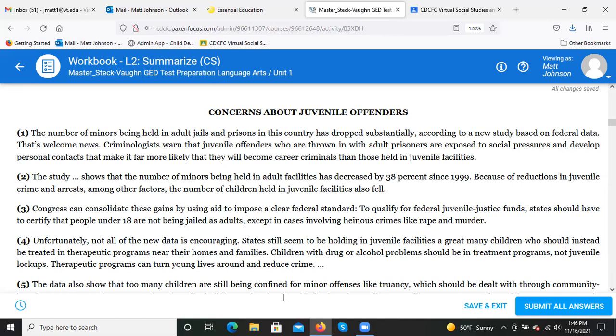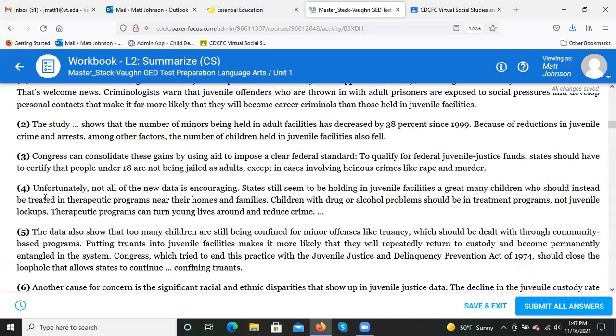The study shows that the number of minors being held in adult facilities has decreased by 38% since 1999 because of reductions in juvenile crime and arrest, among other factors. The number of children held in juvenile facilities also fell. Congress can consolidate these gains by using aid to impose a clear federal standard. To qualify for federal juvenile justice funds, states should have to certify that people under 18 are not being jailed as adults, except in cases involving heinous crimes like rape and murder.